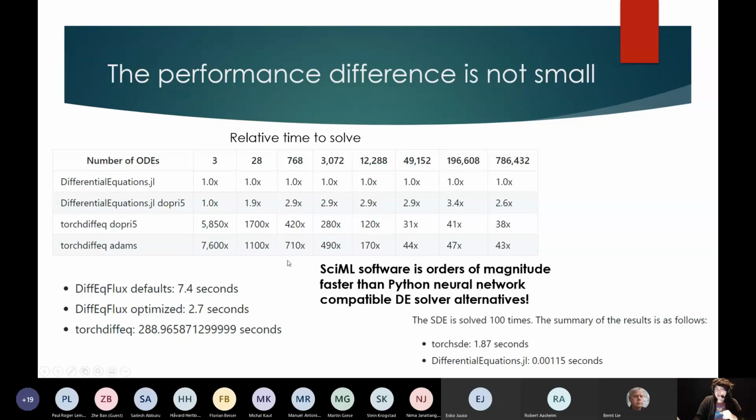And if you look at this in terms of the SDE solvers that have recently been put out in TorchSDE as well, if you take the optimized code that they use in their paper for their benchmarks against just pure Python code, and you just define the same equations with DifferentialEquations.jl SDE, you see that you get about 100 times faster just by using this pure Julia library. So the performance difference against the other neural network embedded libraries is not necessarily small.